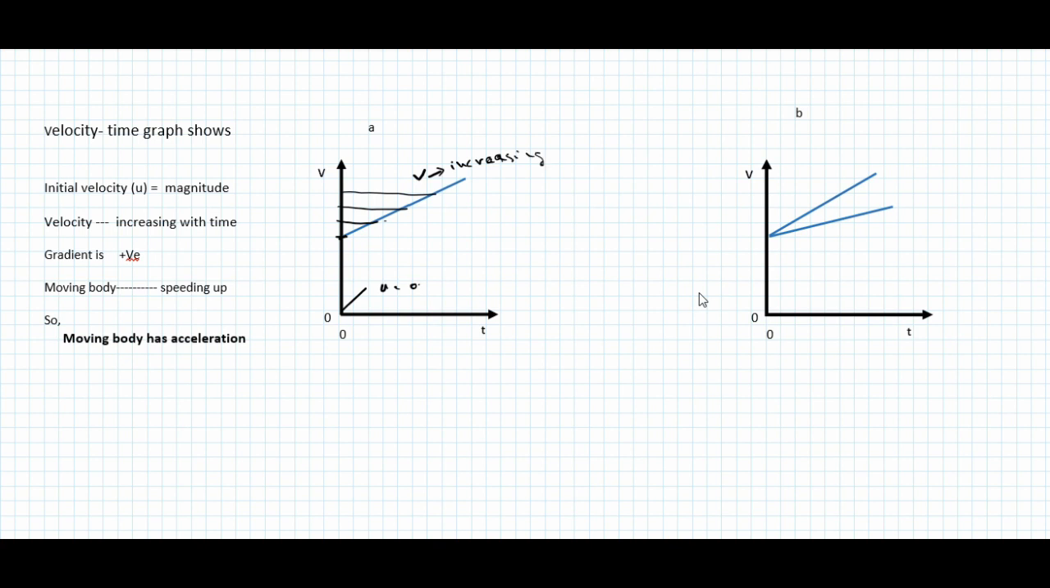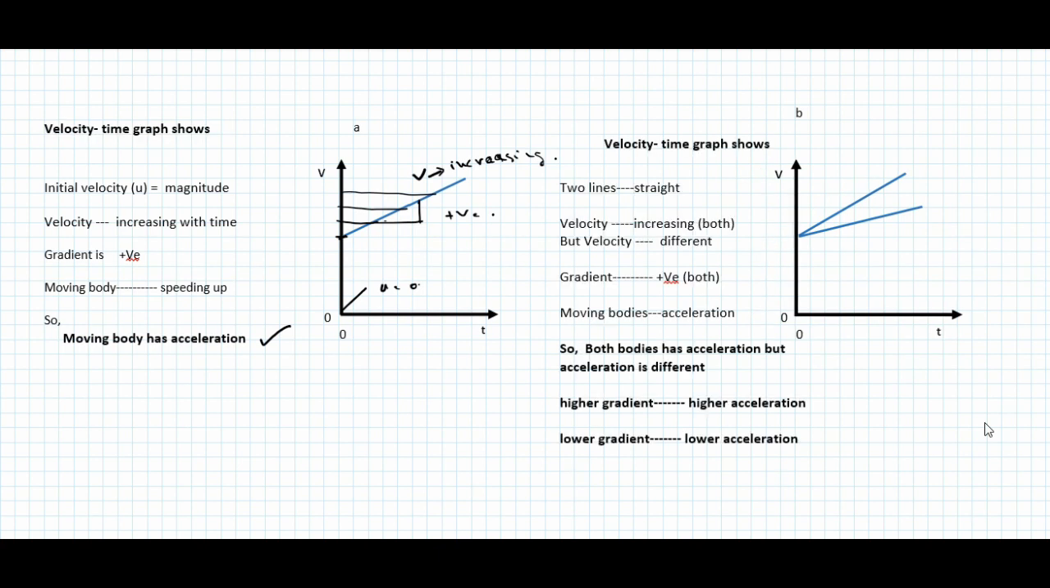The line is inclined upward, so it has a positive gradient. Gradient is also called the slope. So when delta v is increasing, it means that the body is speeding up. Speeding up is the definition of acceleration. So the moving body has some uniform acceleration.